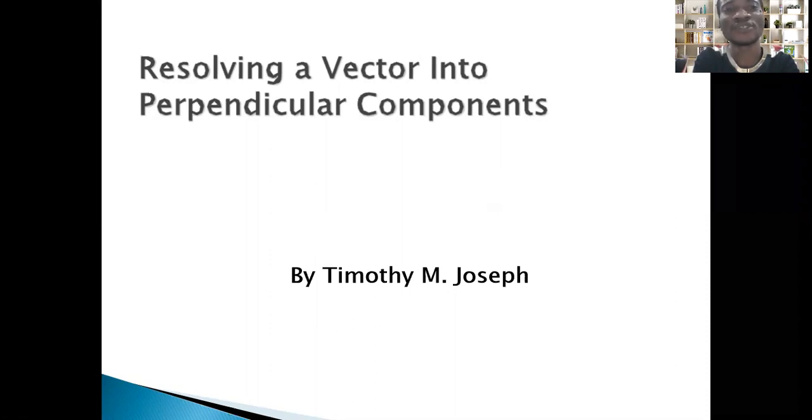In today's lesson, you're going to learn how to resolve a vector into perpendicular components. In our last lesson, we learned about vectors as quantities with magnitude and direction, examples such as velocity, acceleration, displacement, and so on. We also studied scalar quantities, which are quantities with only magnitude without direction, and examples include distance, mass, length, and many other examples. We also learned how to represent vectors, and we discussed the addition and subtraction of vectors, and also how to calculate resultant force and the magnitude of vectors.